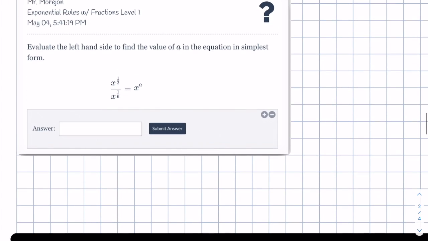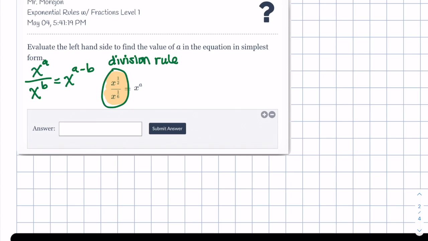Okay, let's do another. So you'll notice here, this set is being divided. So this is a very obvious division rule. Right? And what did the division rule say? It said if you have x to the a power divided by x to the b power, you would subtract. So let's go ahead and down here. So we have x to the 1/2 divided by x to the 1/6. So we're going to take our powers and we are going to subtract. So we have 1/2 minus 1/6.